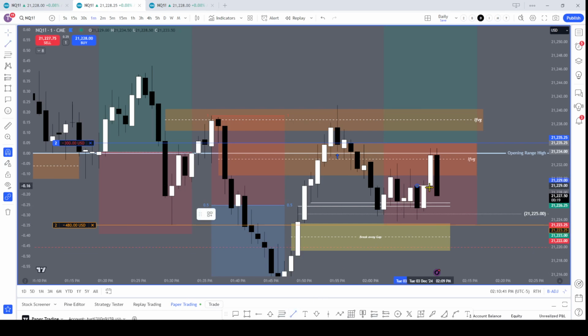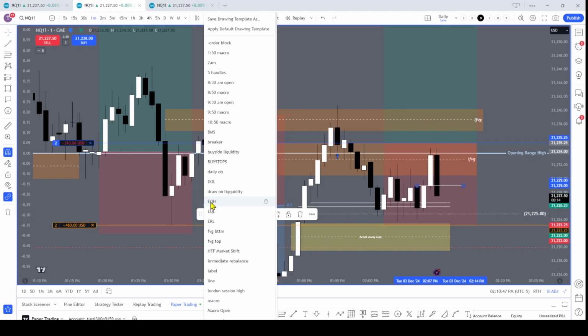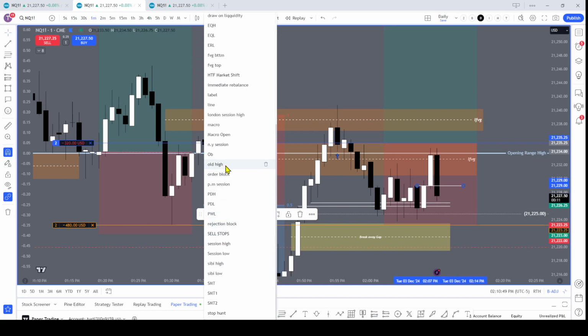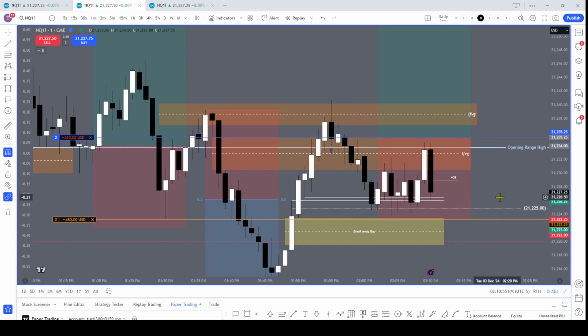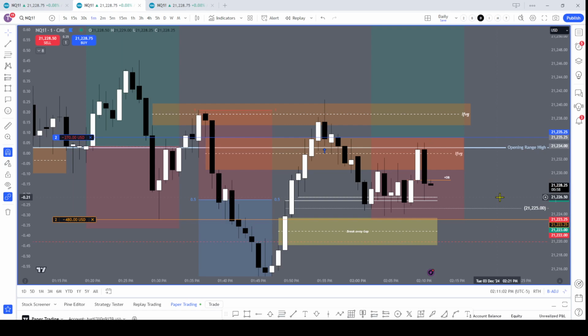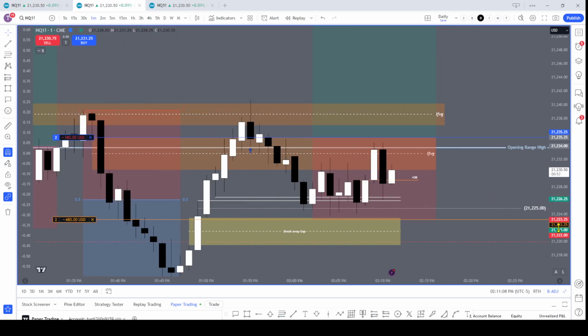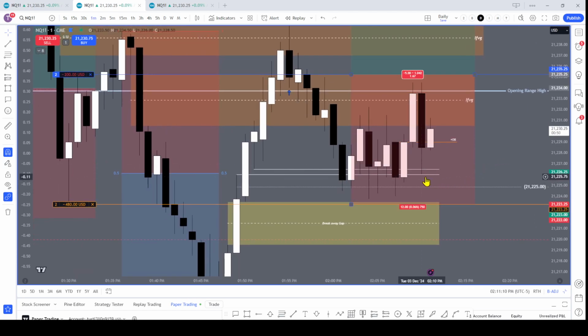Let's see if we respect this down close candle. It's pretty choppy. Came down, touched the bottom of this fair value gap again. You can see that. Did close above the mean threshold with this order block.